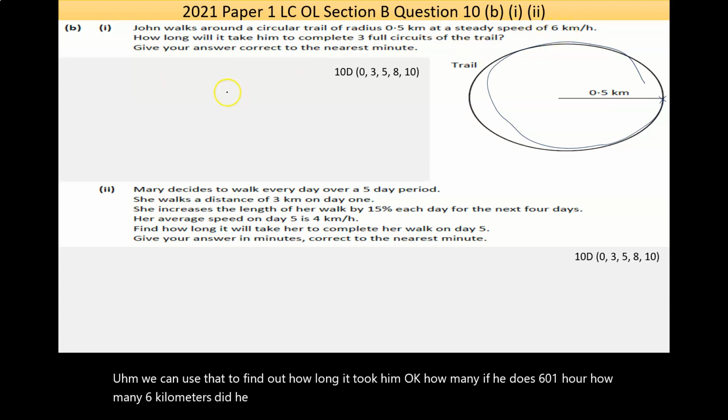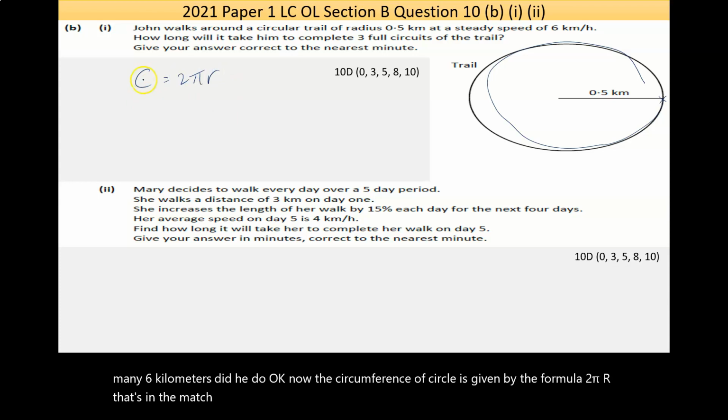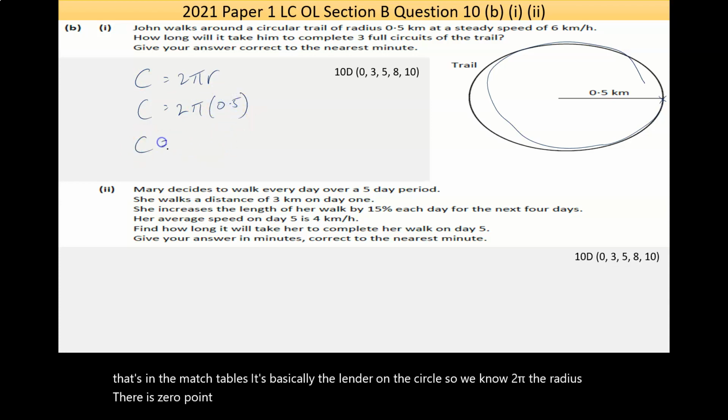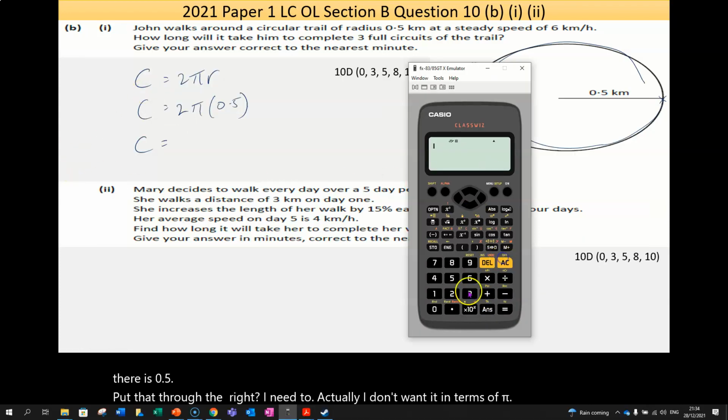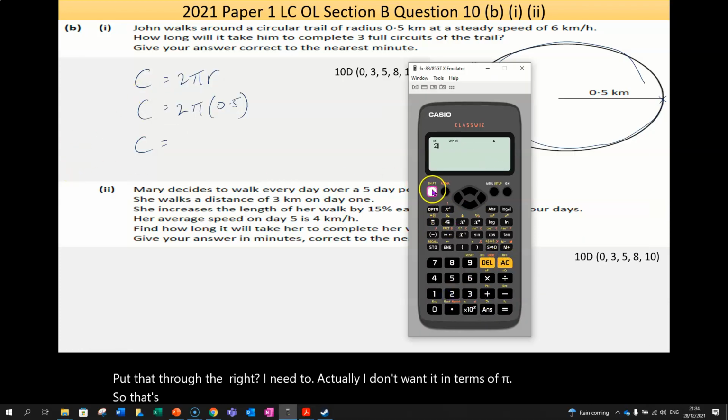Now, the circumference of a circle is given by the formula 2 pi r. That's in the maths tables. It's basically the length around the circle. So we know 2 pi, the radius there is 0.5. Now I can put that through the calculator. I don't want it in terms of pi. So that's 2. Now, the pi button of my calculator is down here on the second function.